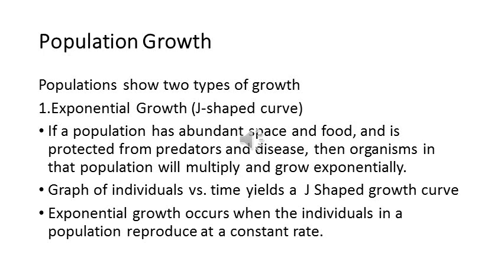So it may be called an ideal condition where there is plenty of space and food items and there are no inhibitory factors such as predators and disease organisms. So the population grows under unlimited conditions where resource restrictions are not there. A graph of individuals versus time yields a J-shaped growth curve. So this type of population growth has a J-shaped curve.